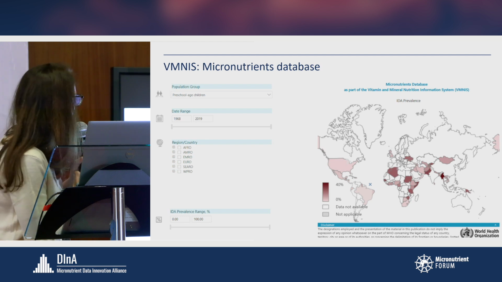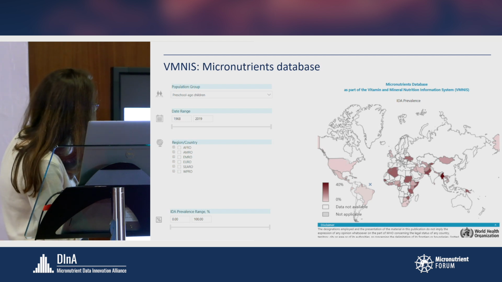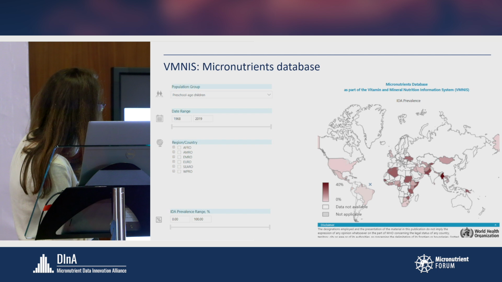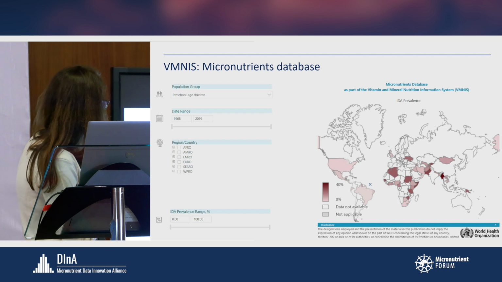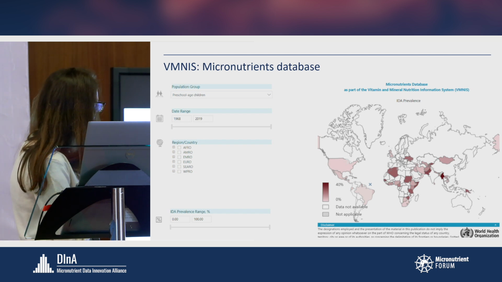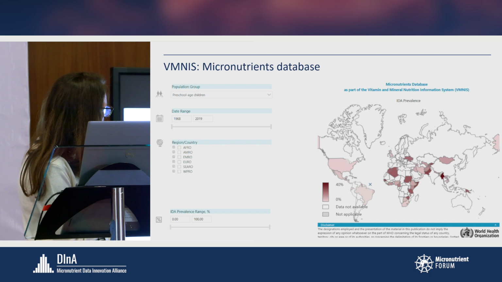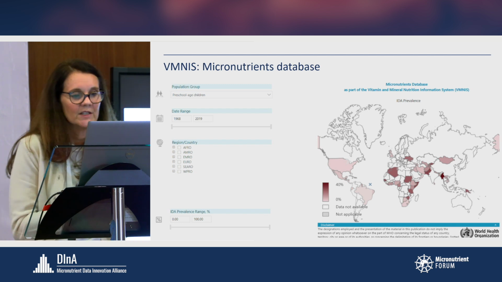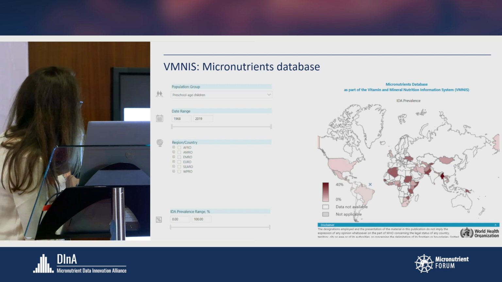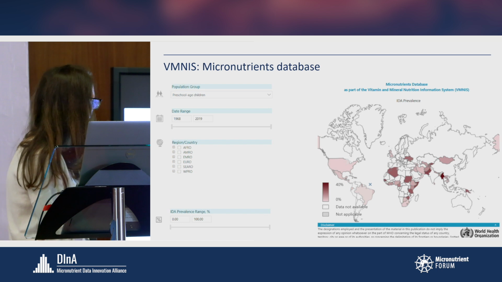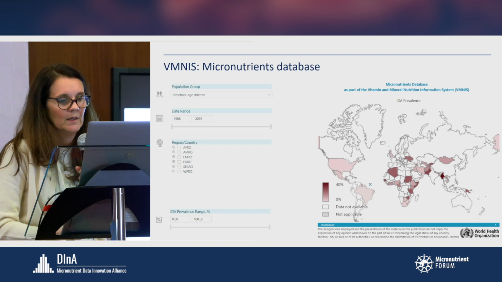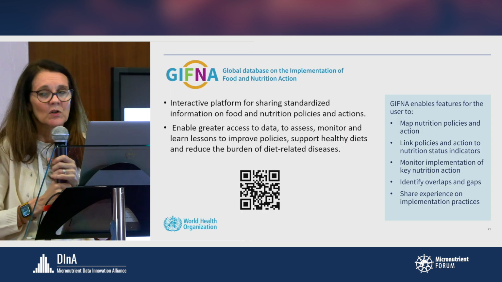And then we just have the graphs as well. So you have similar features to where you can choose your population group, date range, what kind of region, and then you have the map here that's sort of a heat map with the darker color, meaning the higher the prevalence of that deficiency. This is iron deficiency anemia in preschool age children that's being mapped here as well.